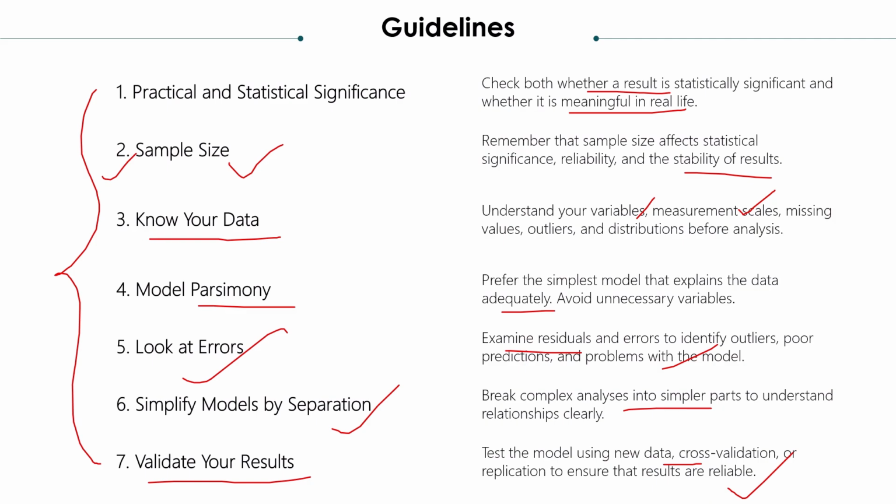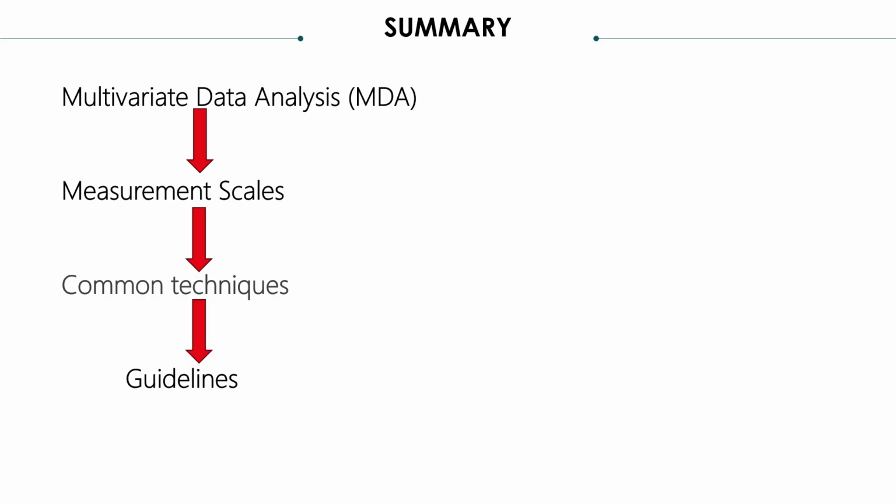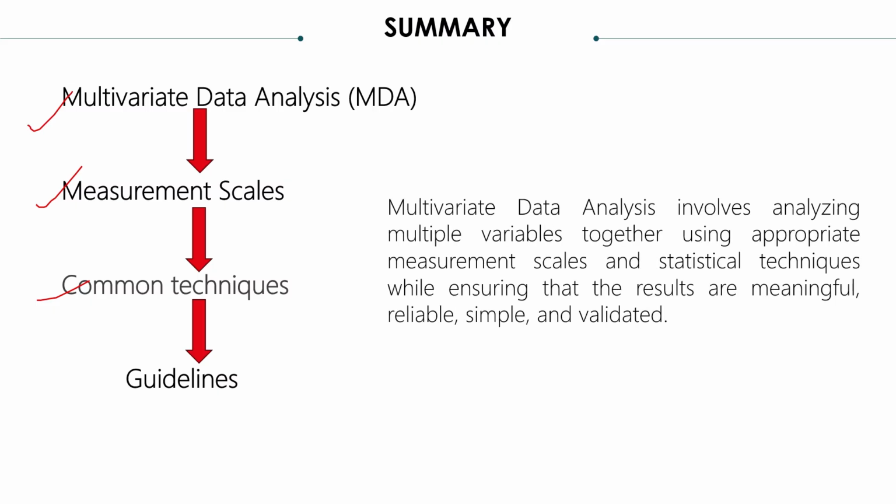Finally, we are coming to the end of the session. So far we have discussed what multivariate data analysis is, then the measurement scales, and finally the common techniques with guidelines. So we can say multivariate data analysis involves analyzing multiple variables together using appropriate measurement scales and statistical techniques while ensuring the results are meaningful, reliable, simple and validated. I hope you get some more information about MDA.